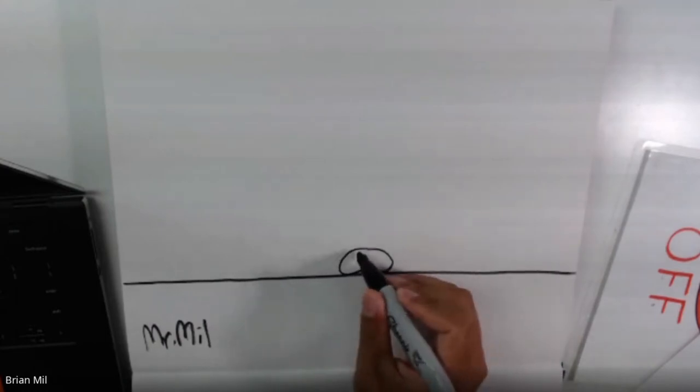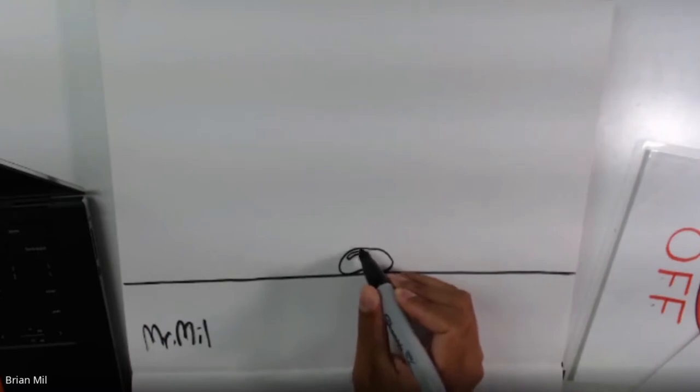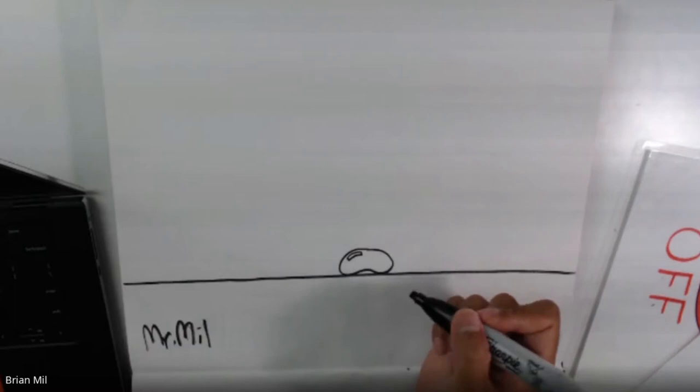If you want to add a little sheen to it or like a little shine, you can. A little tilted rectangle just to make it look like it's shining a bit. Okay? But if you don't want to add that, you don't have to.